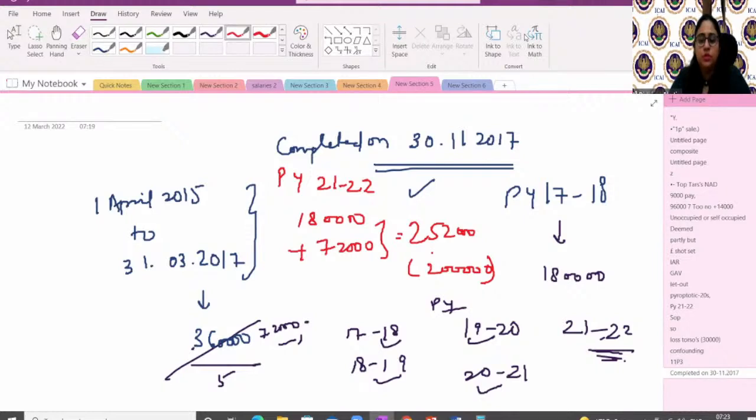Ma'am, for loan for construction, one cannot claim deduction more than 30,000 if not completed in 5 years. Yeah, for purchase of property, students think logically. Purchase of property means you have purchased the property. It is not for the construction period. The loan is taken for purchase of property. So in that case, the 5-year limit is not there. In construction case, the 5 years limit is there. Purchase generally happens when you acquire that property, right?